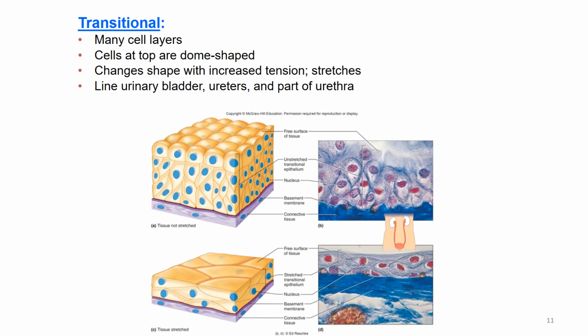Transitional tissue. This does have many cell layers, but the cells at the top are more circular or dome-shaped. Versus in the stratified squamous, the cells are flat at the top. This does not have any cilia. Location for this one, bladder. It's also found in the ureter and the upper part of the urethra. Our function for this one is that it's able to stretch easily and go back, recoil to its original shape.